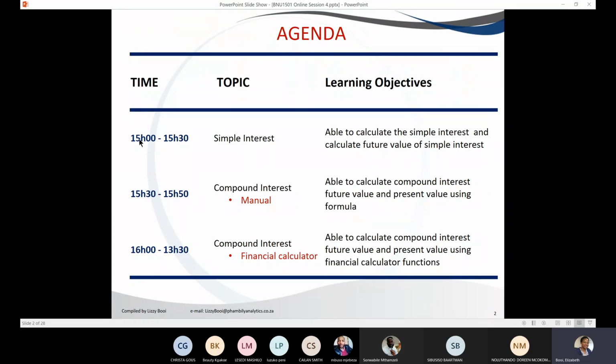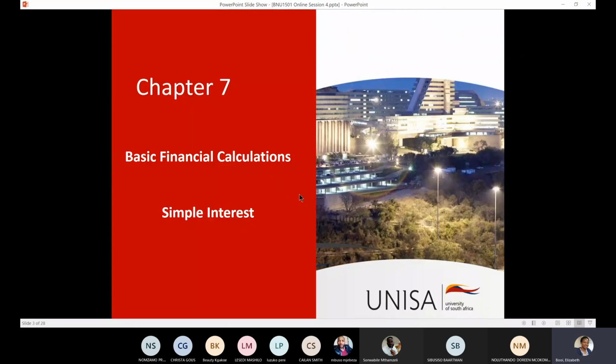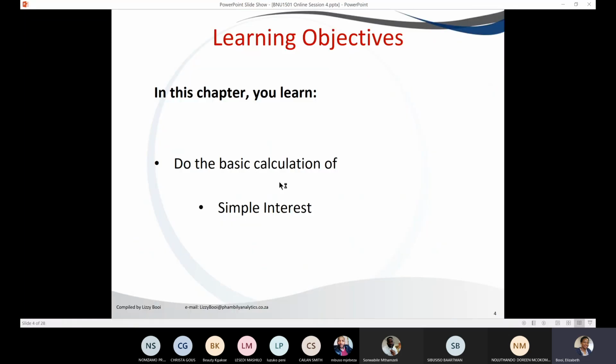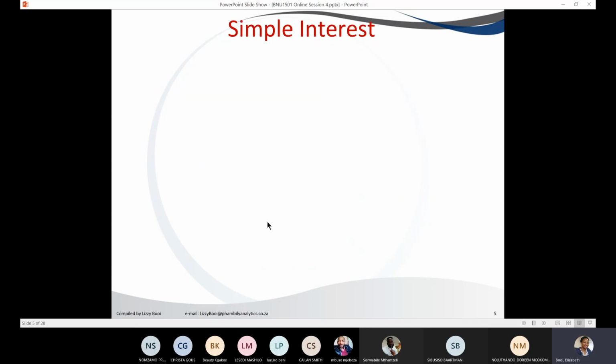I am sorry because I thought we're starting at 3. We will start with the simple interest and then move into the compound interest. So what is simple interest? That's what we're going to learn in this first half hour of our session. We're going to learn the basic calculation for simple interest.